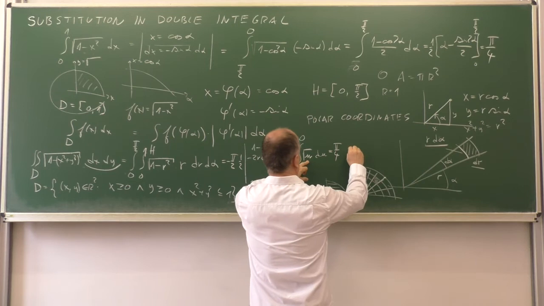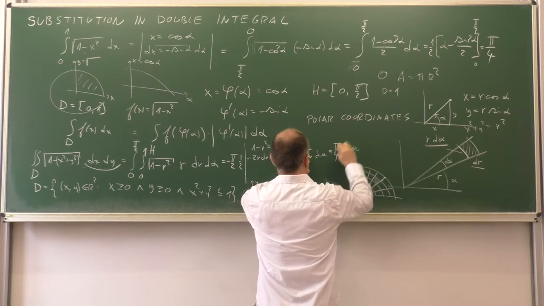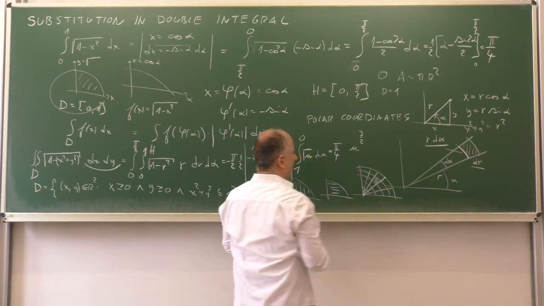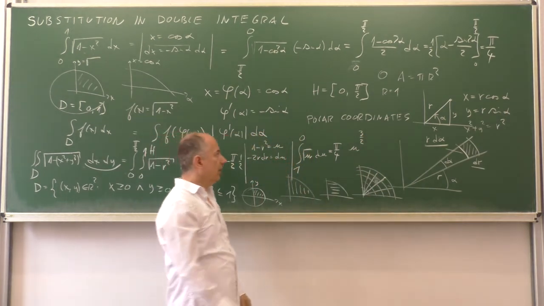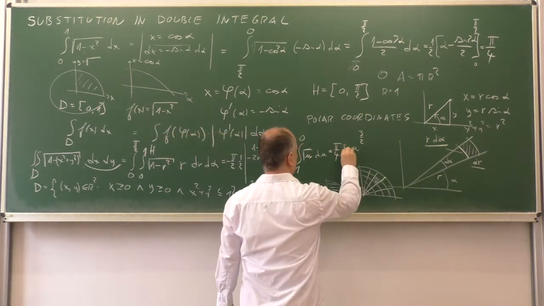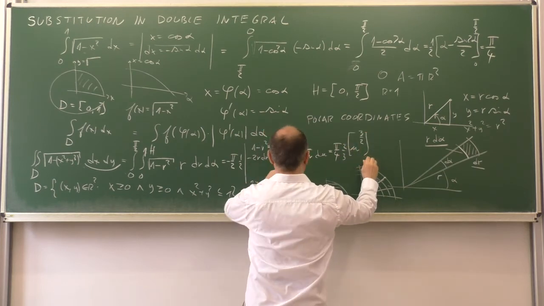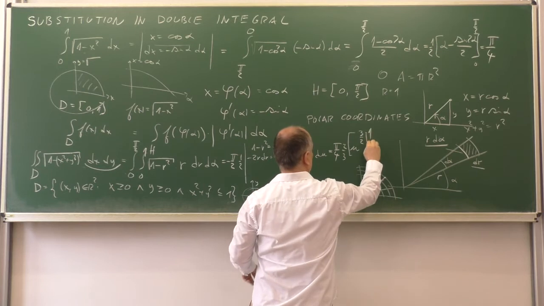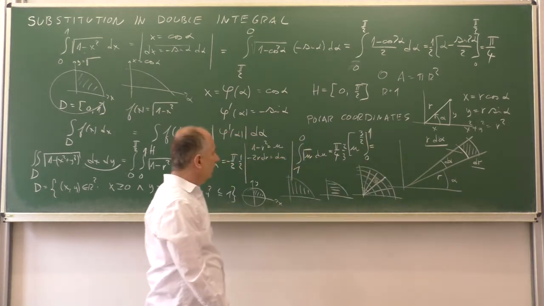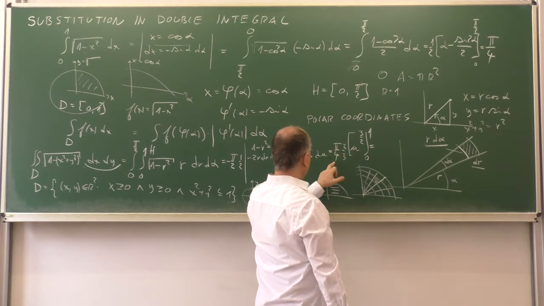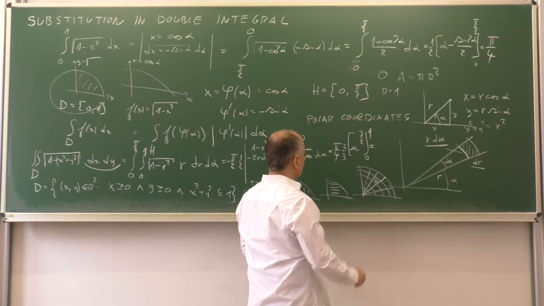and the antiderivative of this: this is u to 1/2, and the antiderivative is u to 3/2 divided by 3/2, which means multiplied by 2/3, from zero to 1. This is 1, and we have pi over 6.